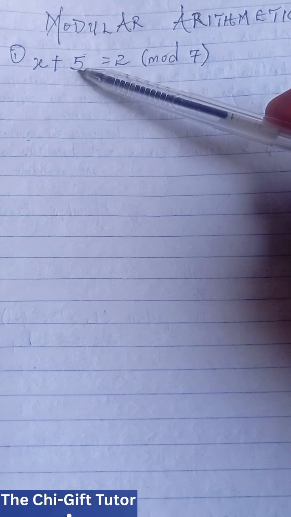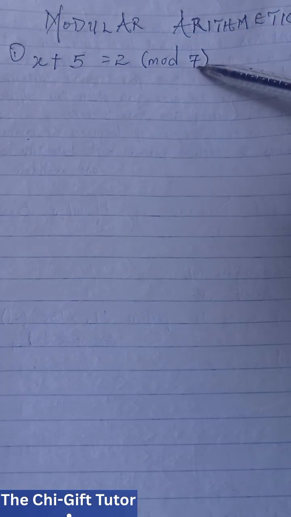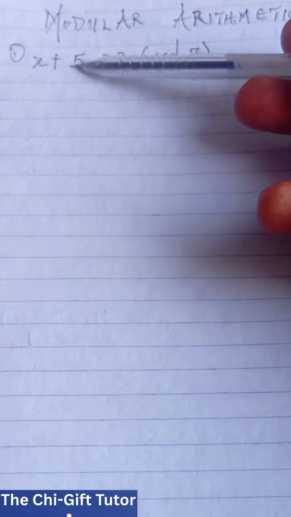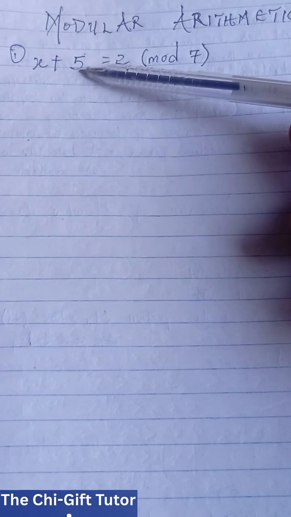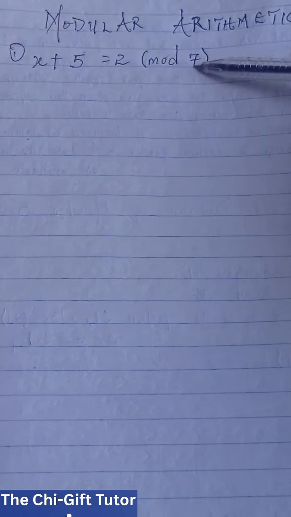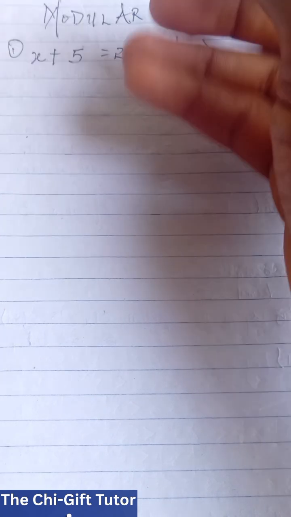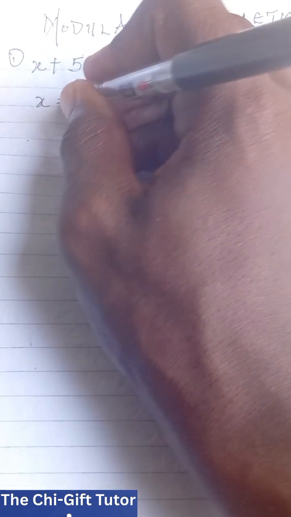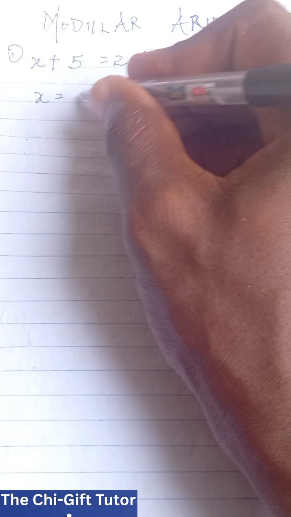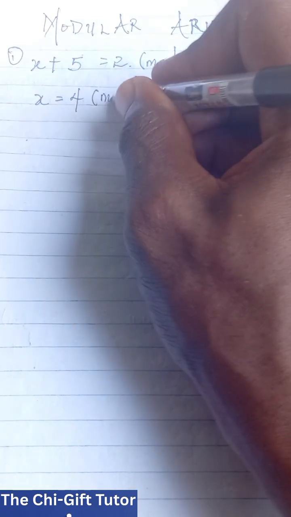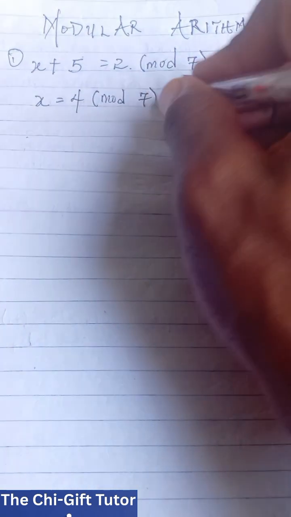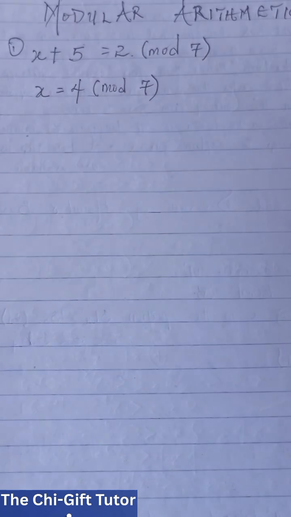So you look at this constant here. What number will I add to this constant to get 7? Note, you're operating with mod 7, so you have to be considerate with respect to what mod you are working with. So that number will be 2. If I add 2 to 5, I will have 7, and 7 in mod 7 is 0. So the left side now becomes 0, and x will be equal to, I'll add that 2 also to this side, 4 mod 7. And I will stop here because this is my answer. It's as simple as that.